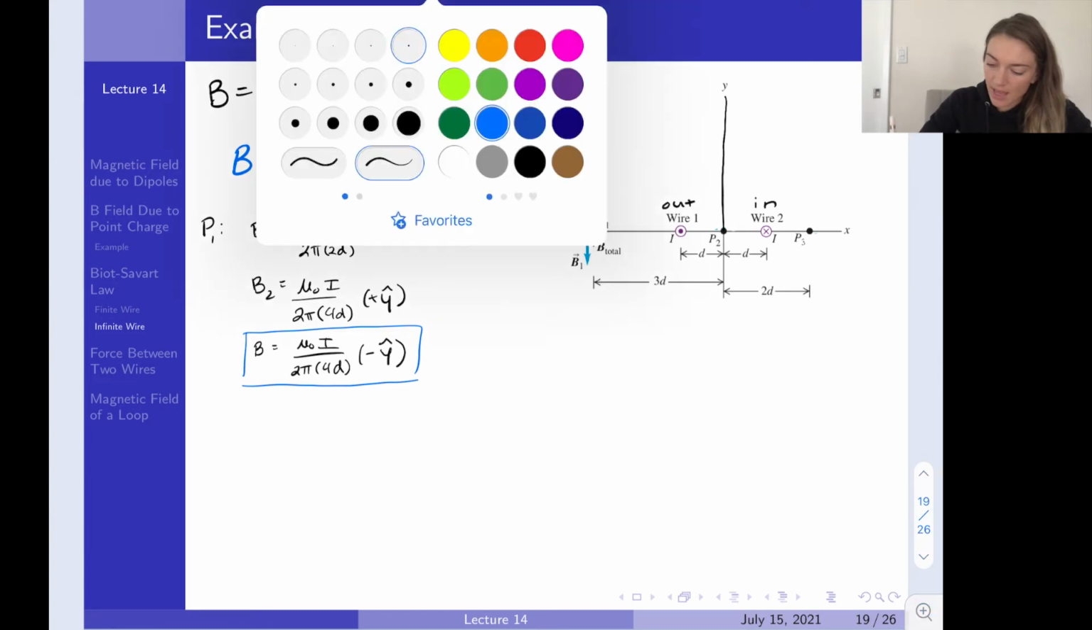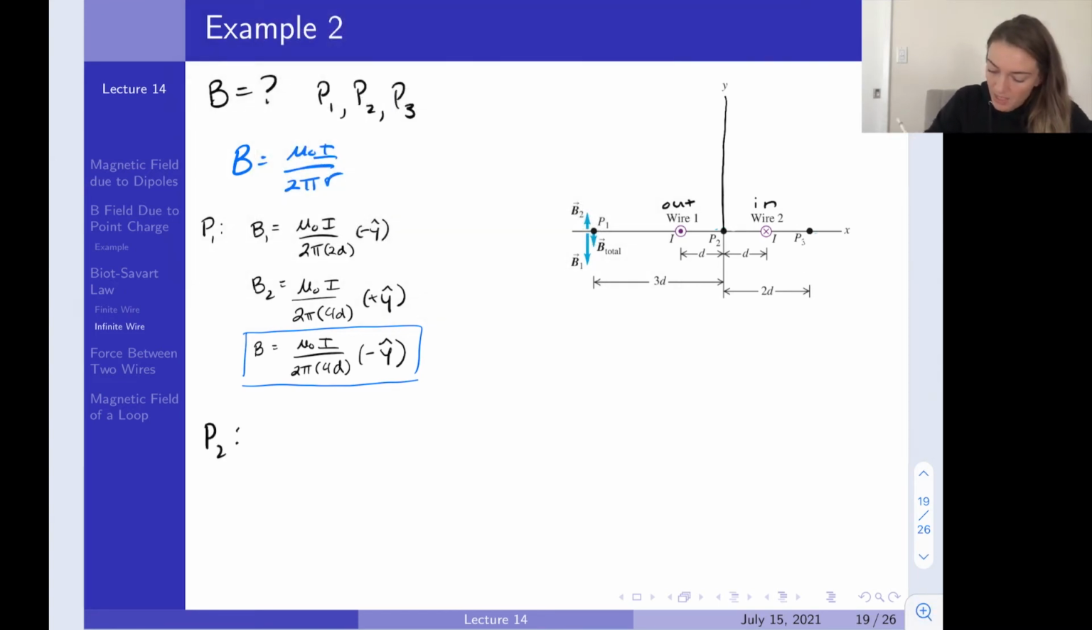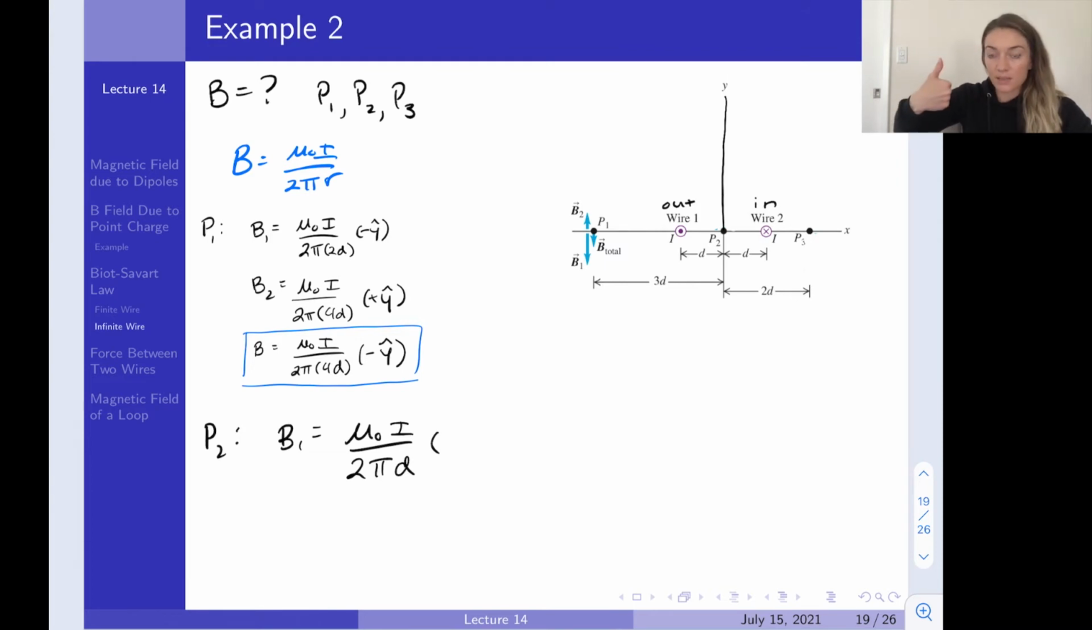All right, now let's look at point P2. P2 is at the origin here. For P2, the magnetic field from wire 1, we're going to have mu naught I over 2 pi. The distance is just d now. And the direction: wire 1 is coming out of the page, so we point our thumb out of the page, and it's going counterclockwise, so when we get back to P2, we go around underneath. Our hand is pointing upward, so this is in the positive y direction.